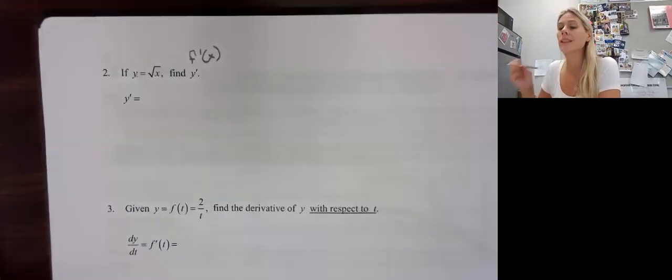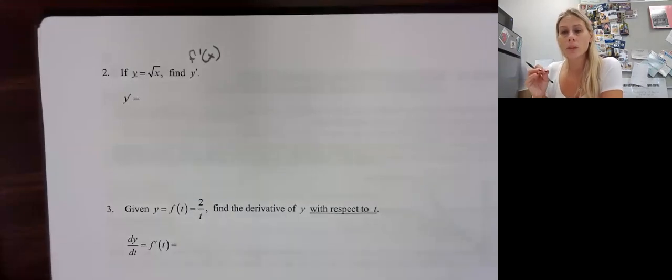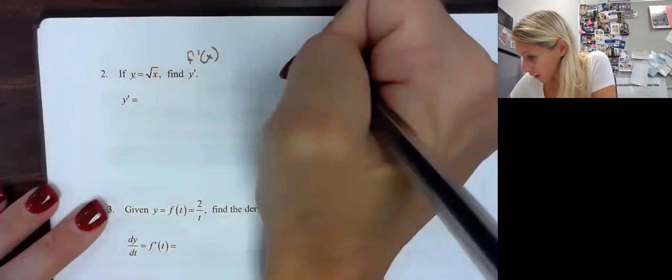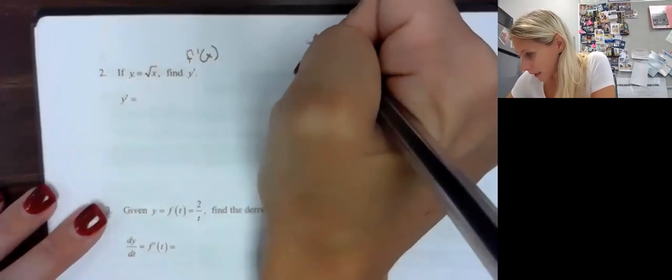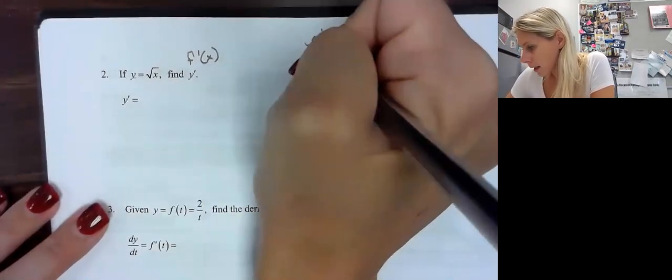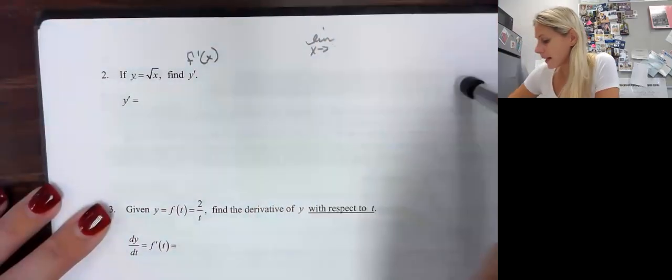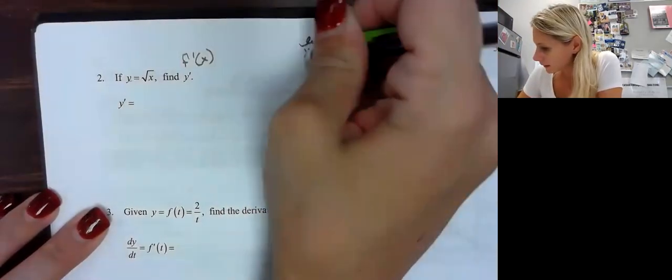So it's still taking the derivative, okay? We're going to take the derivative by the definition of derivative, okay? So I'm gonna write that definition up here again. Remember, it's limit as x approaches, or not x, h approaches, sorry guys.